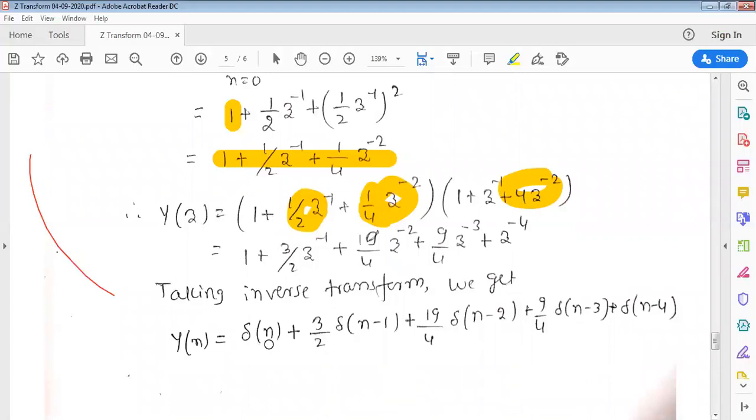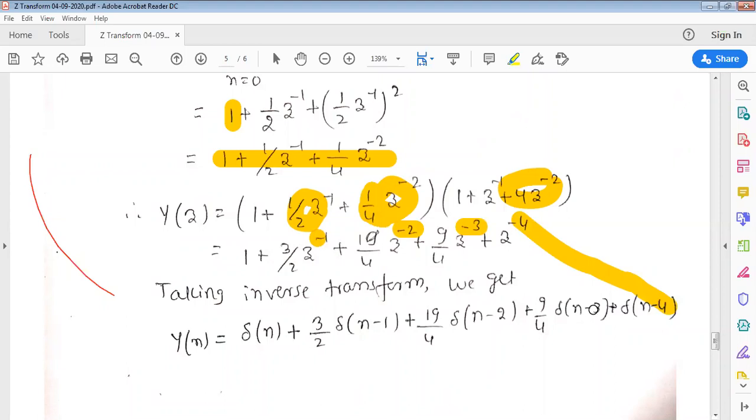Now once again write the coefficient. This is 1. 1 gets transformed into delta of n. So 3 by 2 is retained. So delta of n minus k transforms into z power minus k. So minus 1 transforms into delta of n minus 1 plus 19 by 4 minus 2 transforms into delta of n minus 2 plus 9 by 4 into minus 3 gets transformed into delta of n minus 3 plus 1 as it is delta of n minus 4, because minus 4 gets transformed into this much.